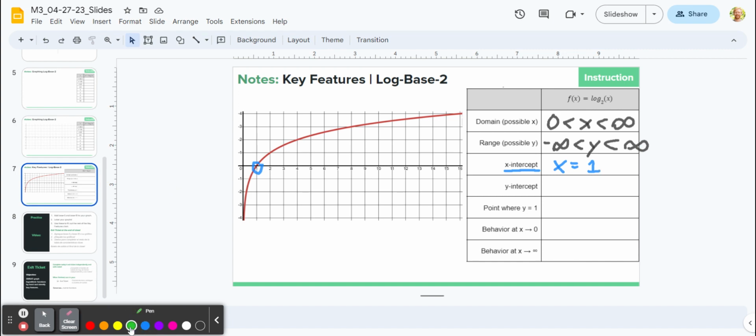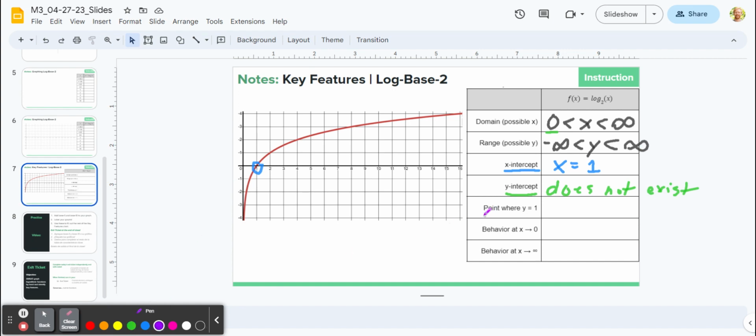Our y-intercept, let's do that one in green. It's where we cross the y-axis. And as we talked about in our domain, since we're bounded by 0 here on the left, this does not exist. So our y-intercept does not exist. With this graph, we are never going to actually cross that y-axis. Our value is never going to get negative. We're always going to have positive values of x.